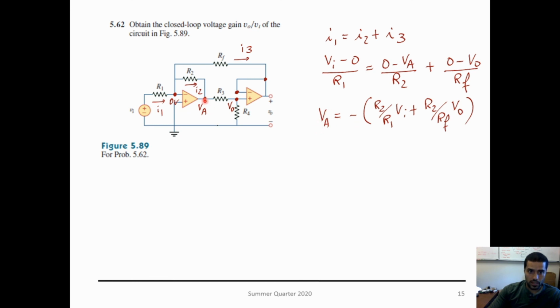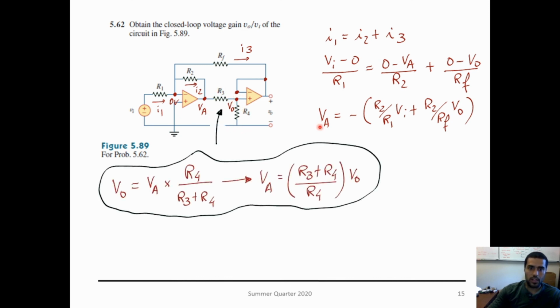So notice here that I can actually find a relationship between VA and Vout on this part of the circuit over here. And if I do that, notice that it's a simple voltage divider. V0 is equal to VA times R4 divided by R3 plus R4. So notice that I can apply a voltage division over here because the impedance on this op amp here is going to be very high, and the output impedance of this op amp here is very low. That's why I can take the voltage division.